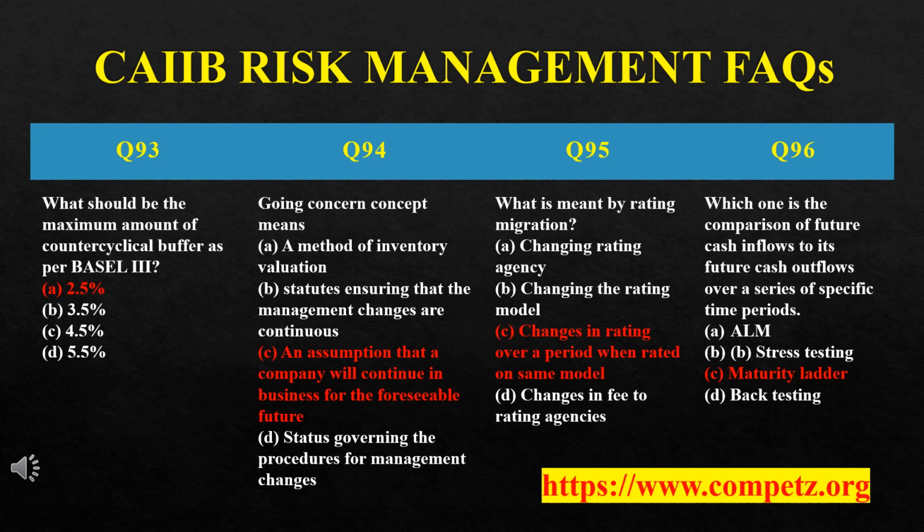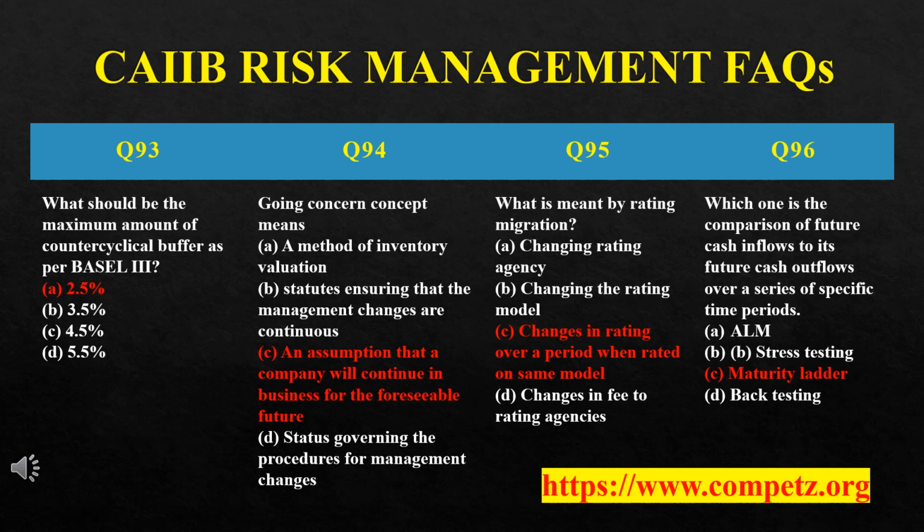Why? Because the maximum countercyclical buffer, CCB, which is prescribed under Basel III guidelines, is 2.5% of the risk weighted assets. The CCB is to be maintained as CET1 capital.